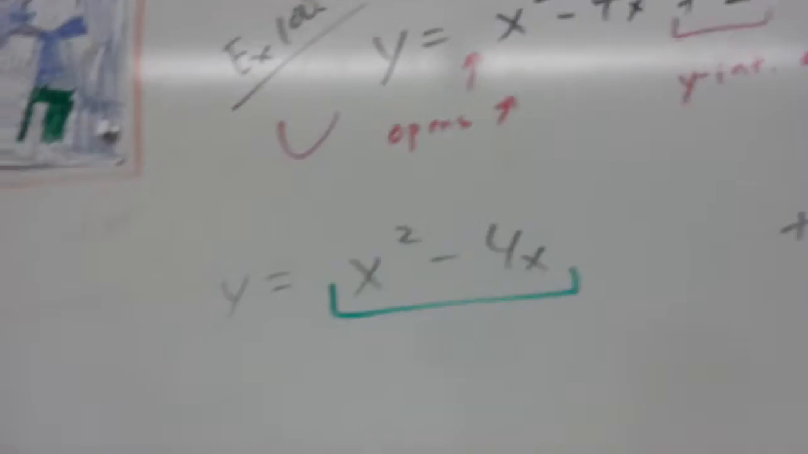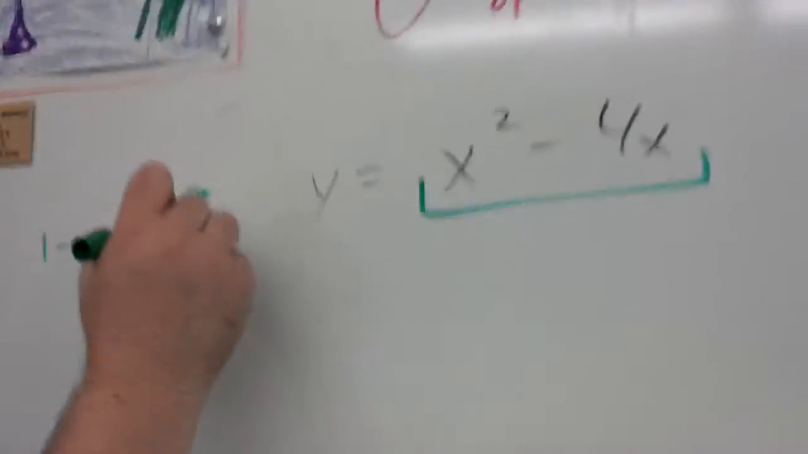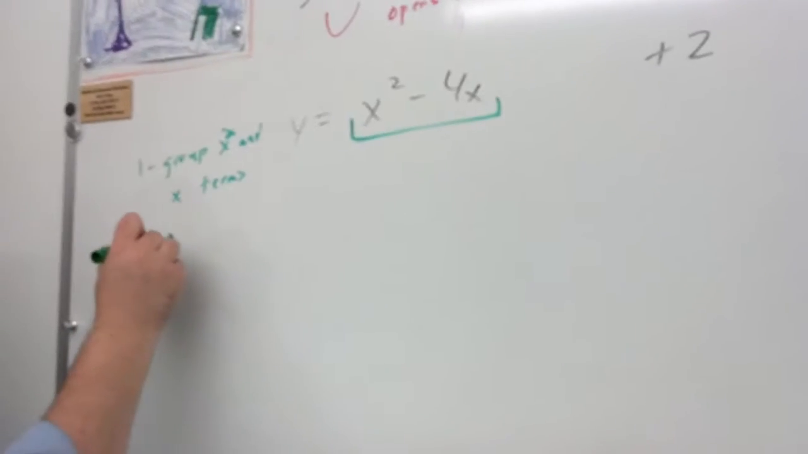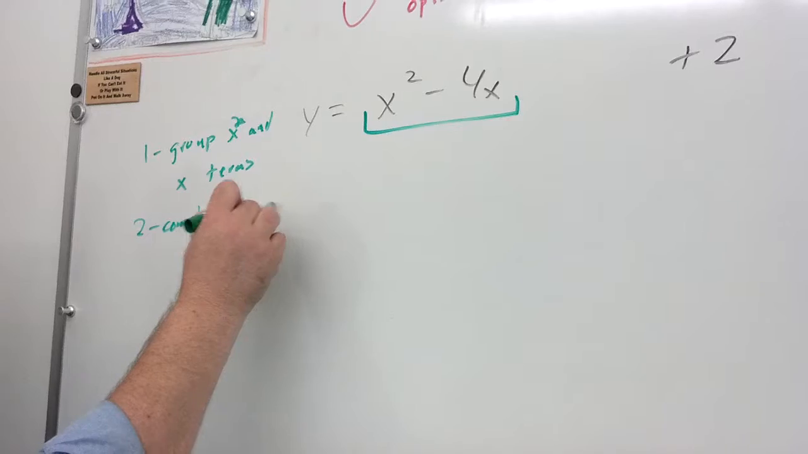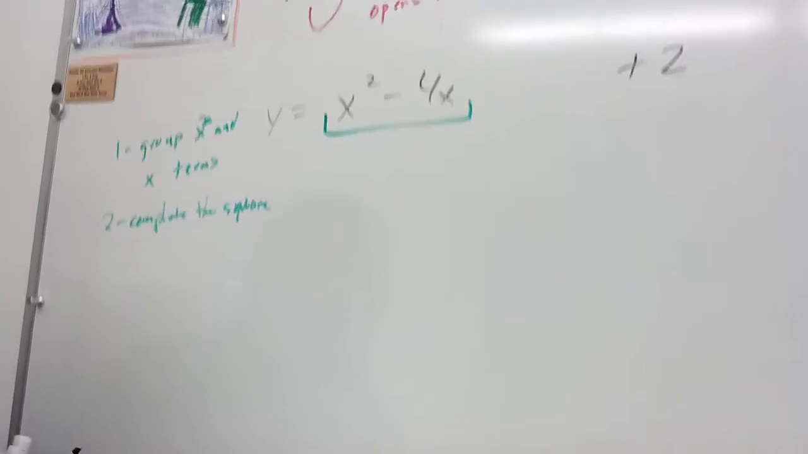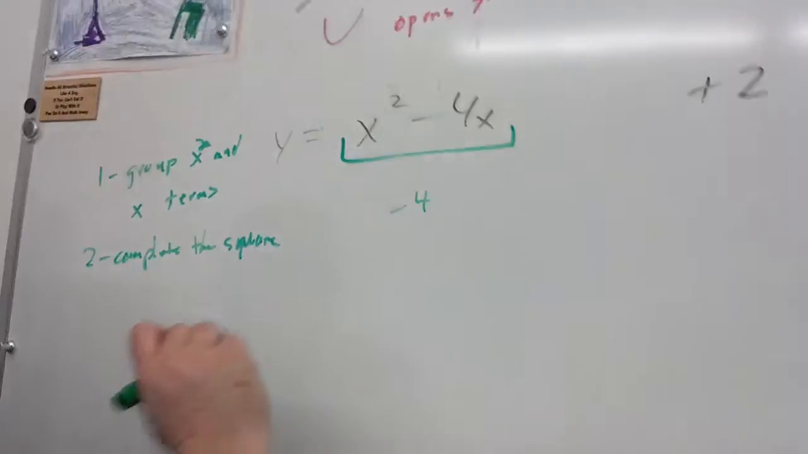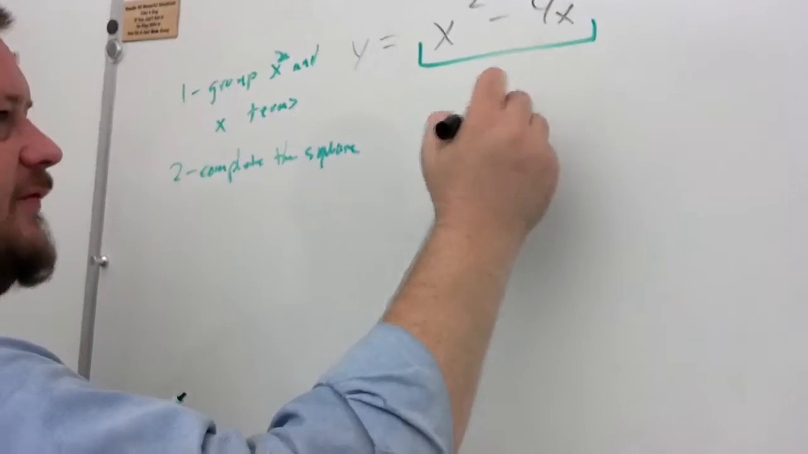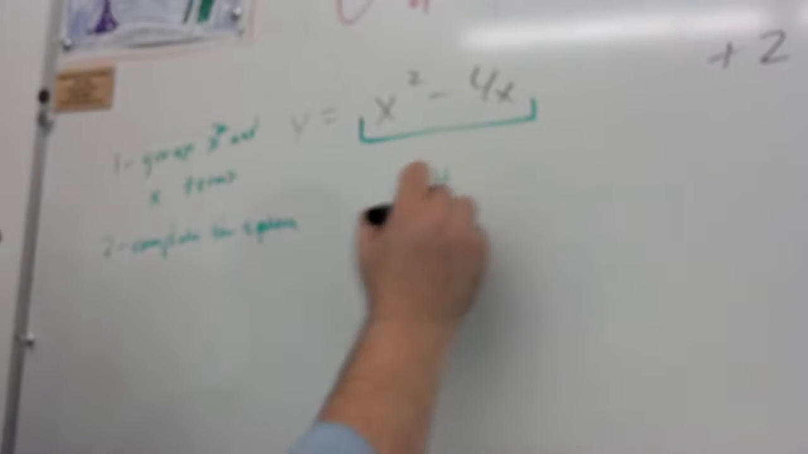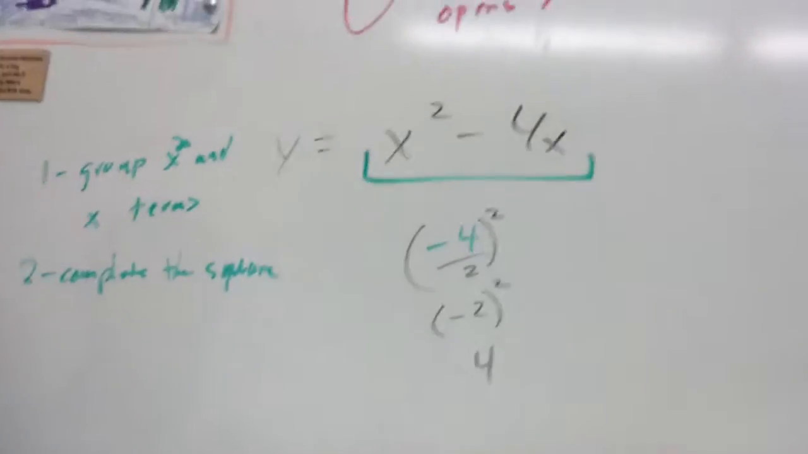So step one is we need to group the x squared and x terms so that we can complete the square. How do we complete the square here? You remember what to do? Take the coefficient of the x term, negative 4, times 1/2, or divide by 2, and square that. That gives us negative 2 squared, which is 4.